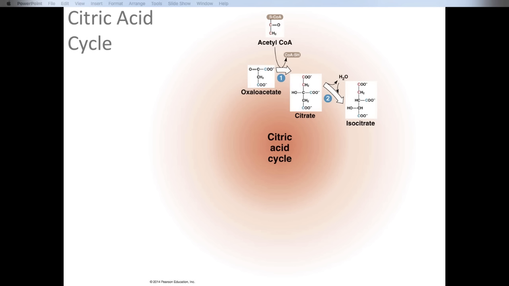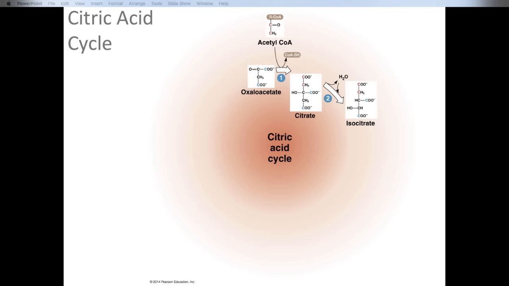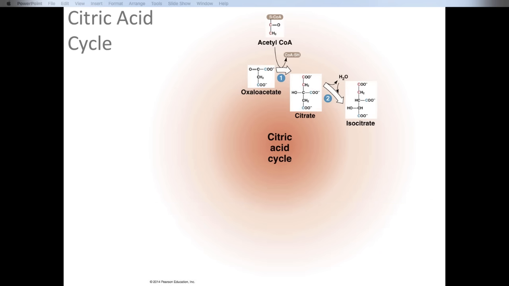Now here's where it gets crazy. This is the citric acid cycle. We're still in the matrix of the mitochondria, and we have 2 molecules of acetyl-CoA that we created during pyruvate oxidation. This molecule still has 2 carbons and some oxygen and a lot of hydrogens left on it. Inside the matrix of the mitochondria, acetyl-CoA enters the citric acid cycle.